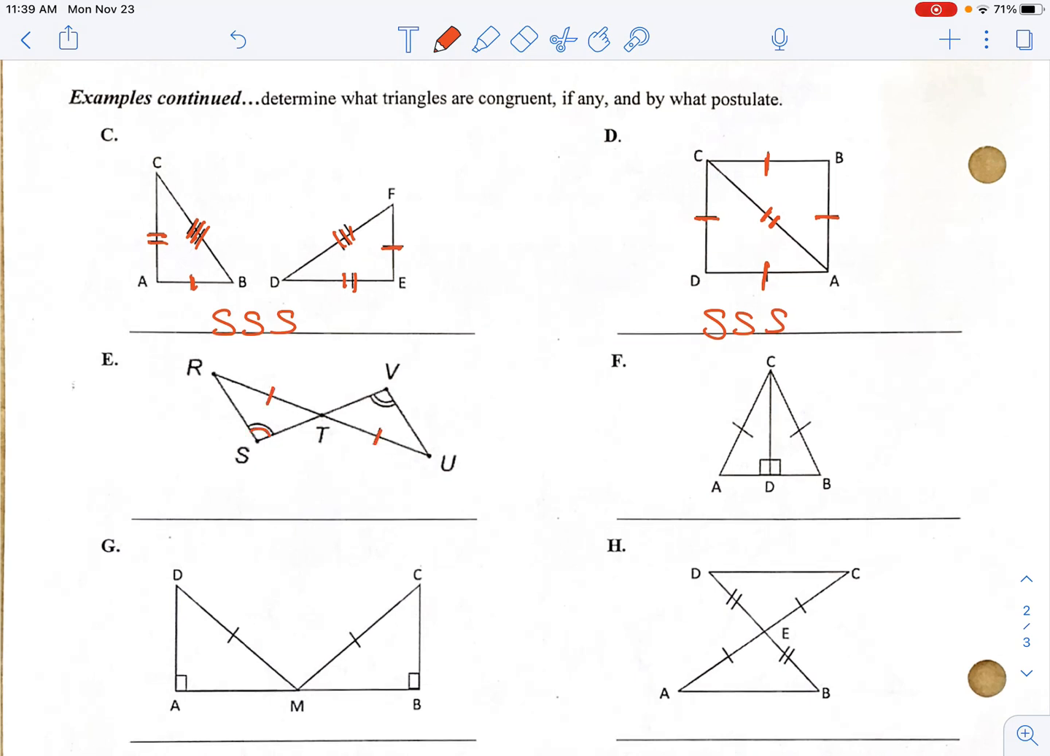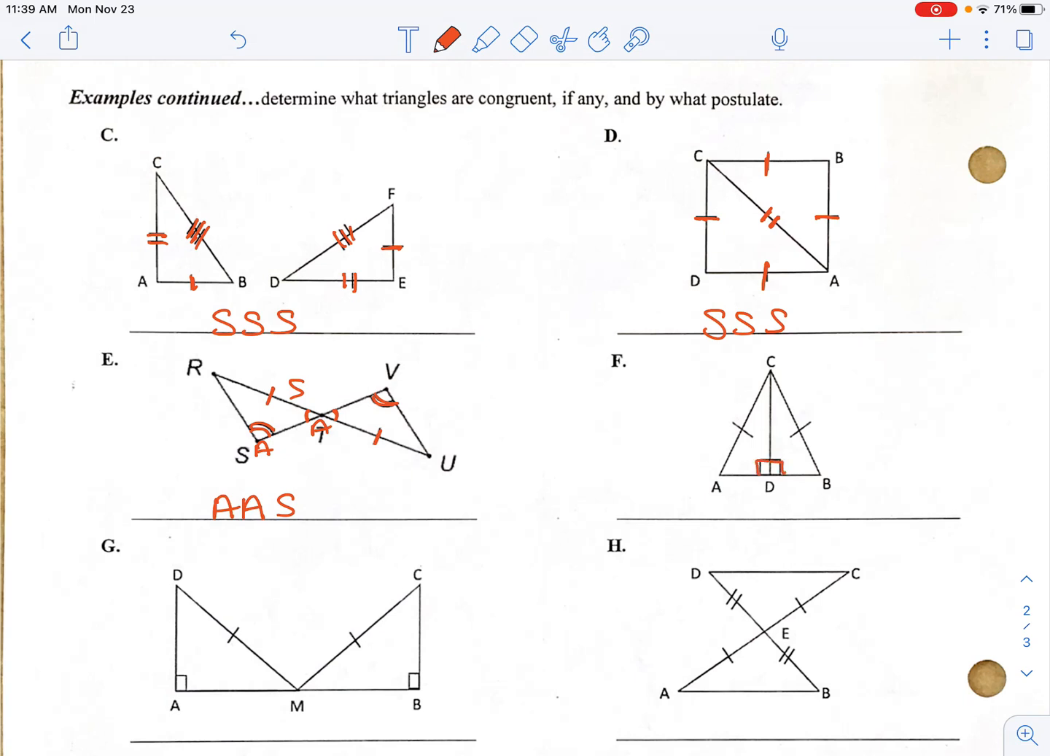E, this is a special one here. I've got a side and a side so far, and I've got an angle and an angle. That's only two things. But I can say that this angle right here is congruent to this angle. Why can I say those are equal? Well, because they're vertical angles. So now if I look at this one, I've got an angle and a side. So I would say angle, angle, side.